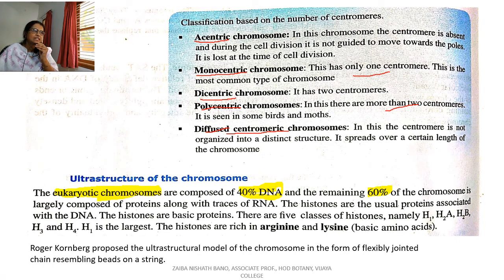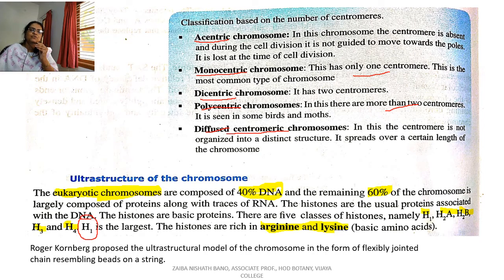Arginine and lysine are basic amino acids. How many classes of histones do we have? 5 classes. What are those 5 classes? H1, H2A, H2B, H3 and H4. And which is the largest of these 5 classes of histone proteins? H1 is the largest.